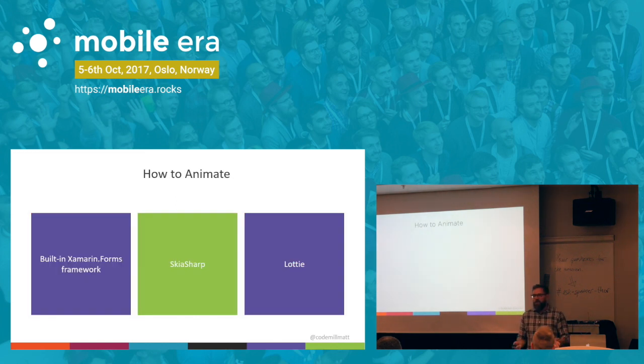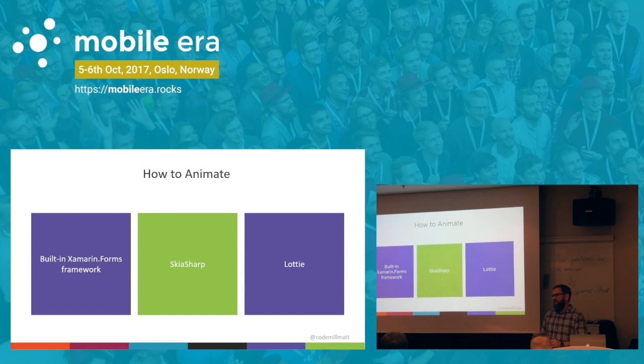So first up, how? Of course, I just talked about the built-in XamarinForms framework. Of course, we want to use that. It's there for us already. Second thing I'm going to talk about is SkiaSharp, which is a drawing framework. And then finally, Airbnb created this library called Lottie that we can use. And Lottie is actually really slick and super easy to use, and we'll get to that at the end.